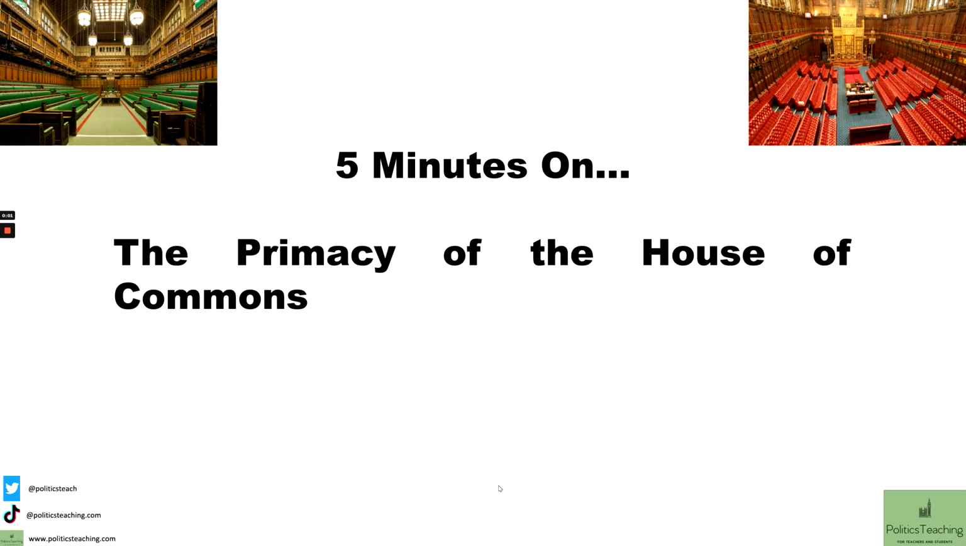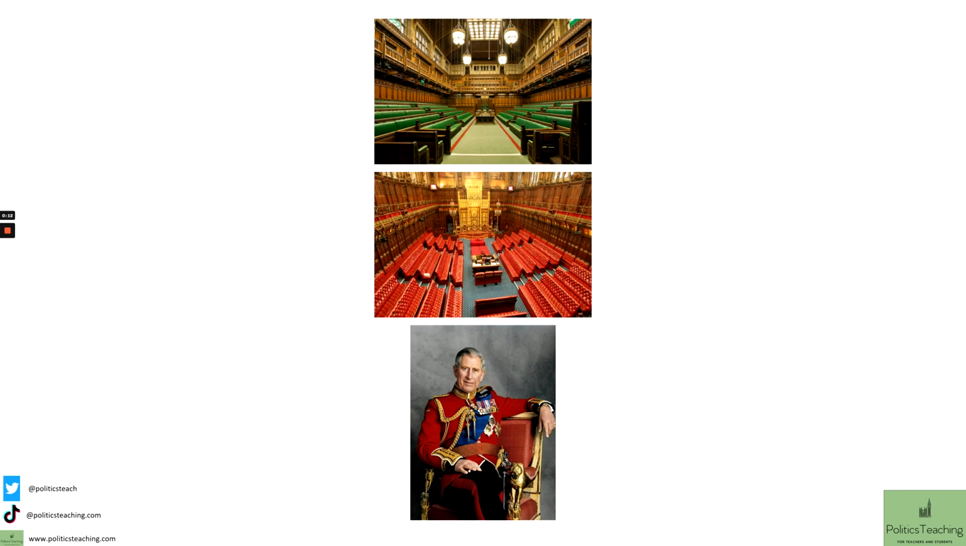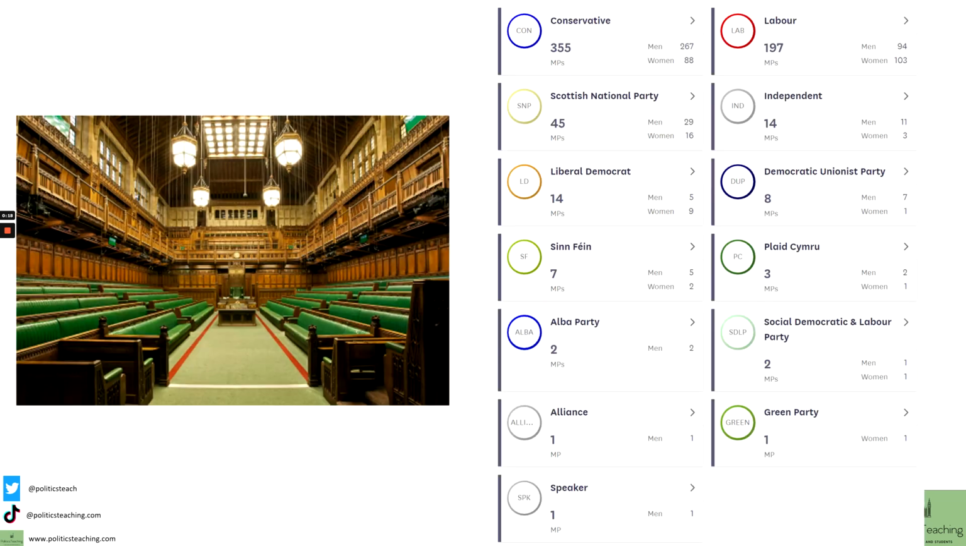So this video is focusing on the primacy of the House of Commons and trying to understand why it is that the House of Commons has superiority within Parliament over the House of Lords. There are three parts to Parliament: the House of Commons, the House of Lords, and what's called the Crown in Parliament, which is the formal name for the role of the monarch within Parliament.